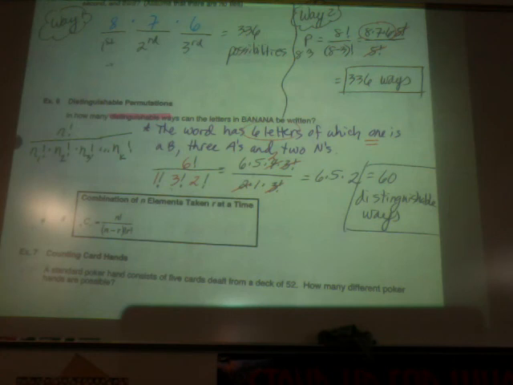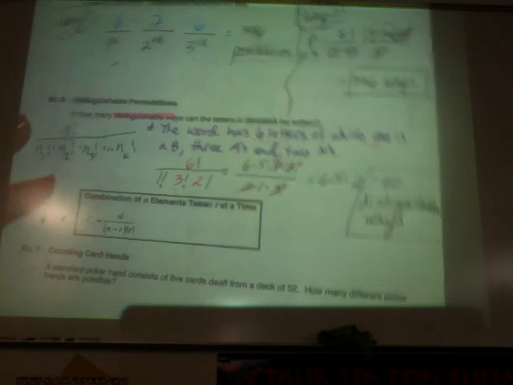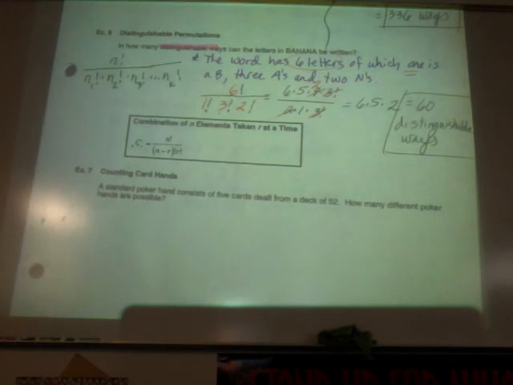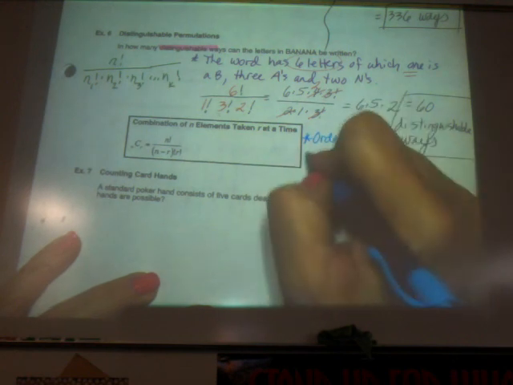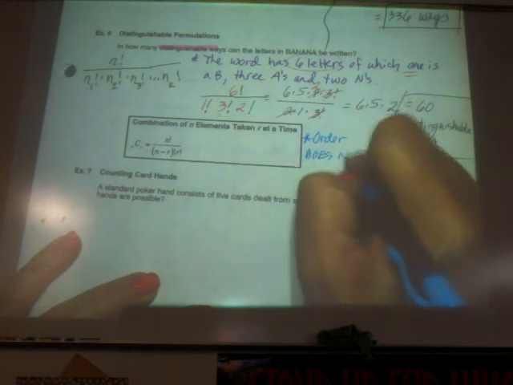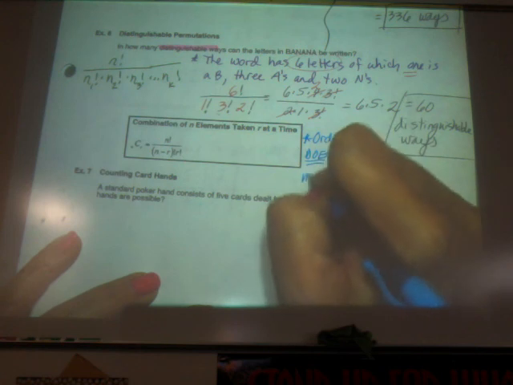All right, last one, let's talk about combinations. Combinations means that order doesn't matter, right? So I already talked about that. Order does not matter.